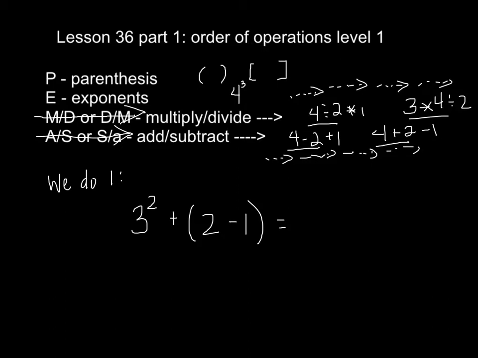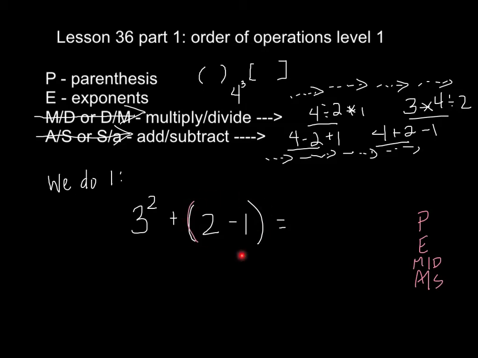All right, so we have 3 to the second plus parentheses 2 minus 1. And I usually get my kids in the habit of doing a checklist, because then you can make sure you go in the right order. So we're checking for parentheses first, P first. And we do have some parentheses right here.